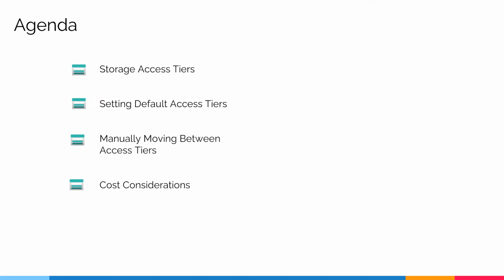And moving blobs between tiers or deleting them early has different cost considerations. And in this section, we'll cover those and the things that we need to think about before making decisions. And then finally, we'll run through some demos on how we can actually use lifecycle events to automate all of the things that we would have covered up until this point.